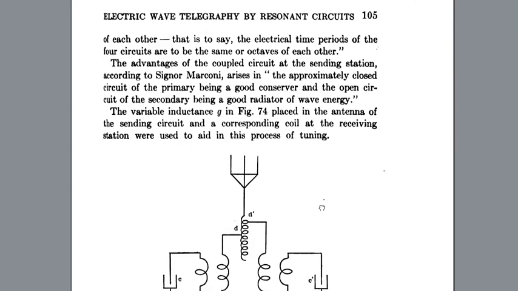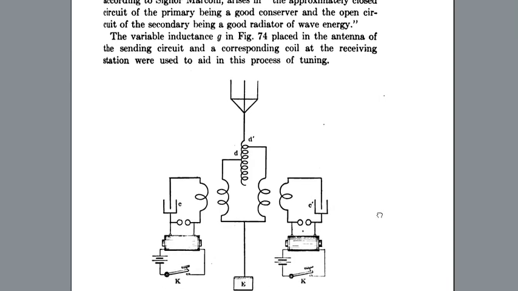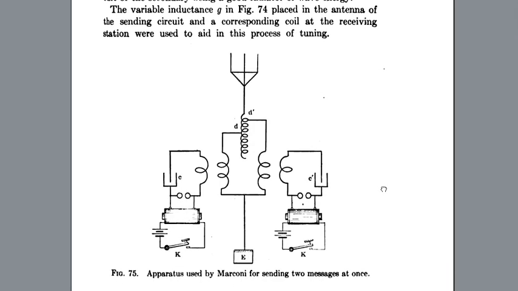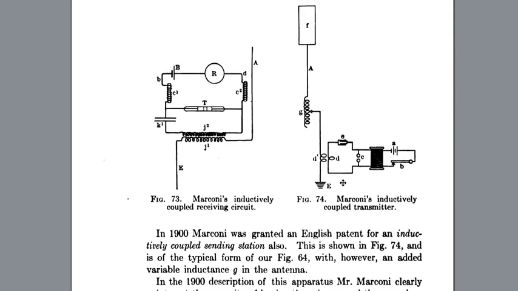The advantages of the coupled circuit at the sending station, according to Signor Marconi, arise in the approximately closed circuit of the primary being a good conserver and the open circuit of the secondary being a good radiator of wave energy. The variable inductance G in figure 74, placed in the antenna of the sending circuit, and a corresponding coil at the receiving station were used to aid in this process of tuning.